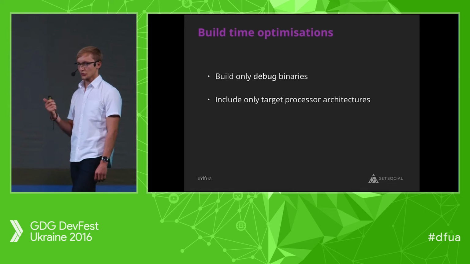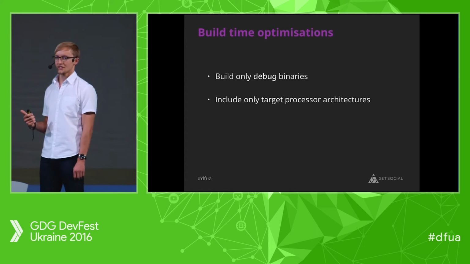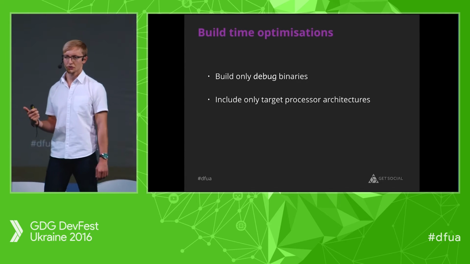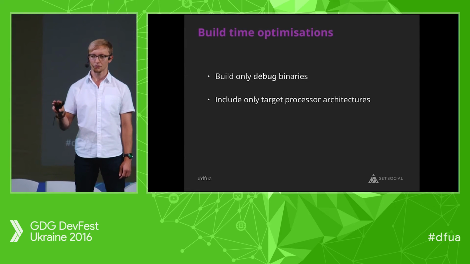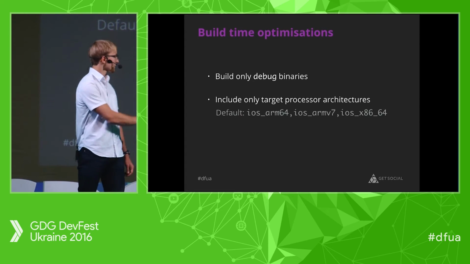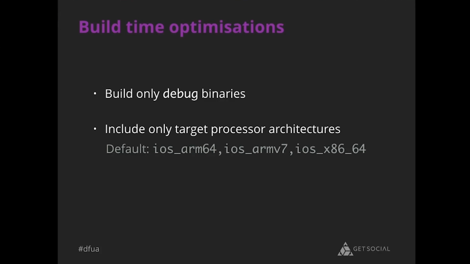Next, include only target processor architectures. For instance, if you are testing only on an emulator, you don't have to build for all 3 default platforms. You can enable only iOS x86 64, and you will get an extra 20% savings on build time.